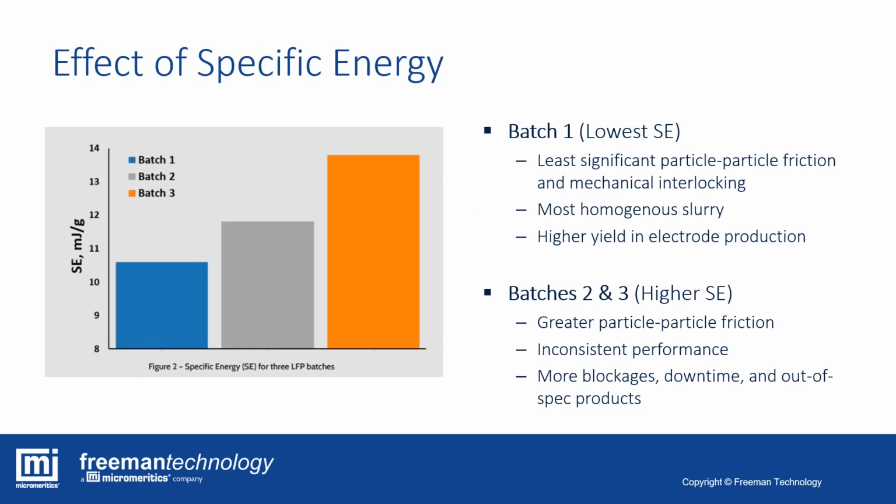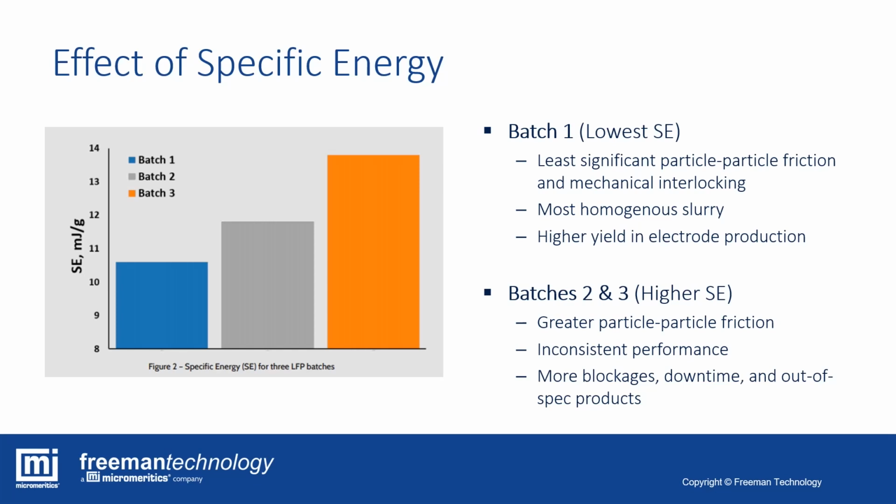One of the parameters that we can measure from this test is the specific energy. The specific energy represents the powder's resistance to the blade's upwards traversal and thus reflects the degree of interparticle friction and mechanical interlocking.